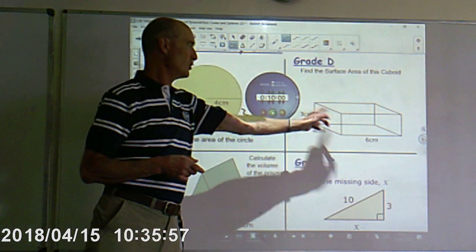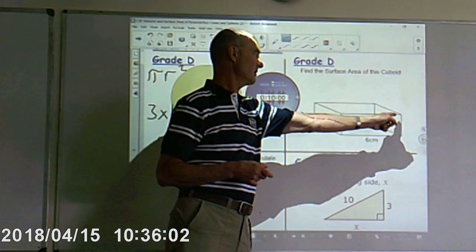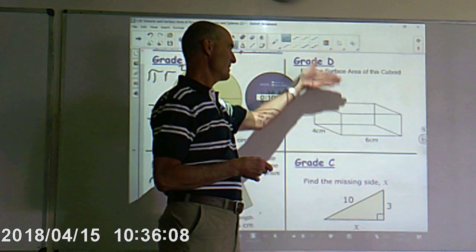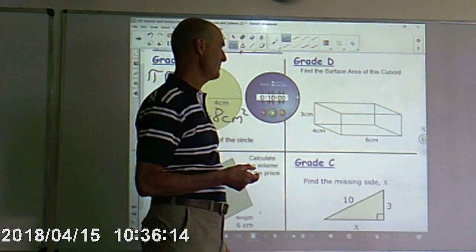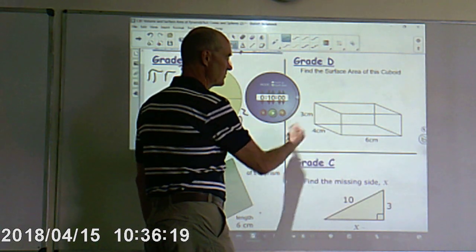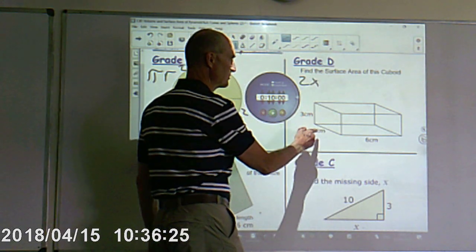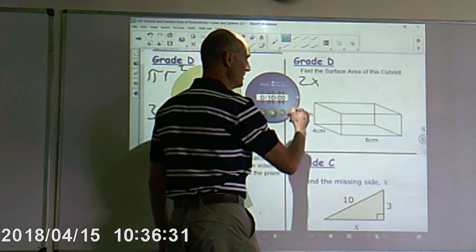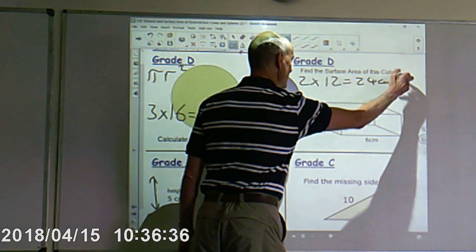Find the surface area of this cuboid. So this end and the opposite end are going to have the same area. This side here and the side at the back are going to have the same surface area. The roof and the floor are going to have the same surface area. So that can make life simple for us. So taking each end, 3 centimetres by 4 centimetres, surface area of that end is 12 centimetres squared. 2 lots of that gives me 24 centimetres squared.